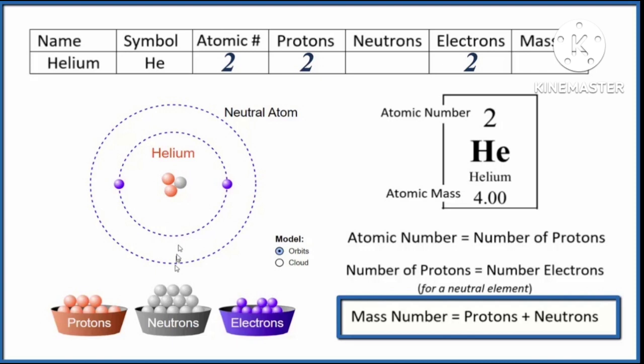So to find the number of the neutrons, we can apply the formula: mass number is equal to protons plus neutrons. We are aware of the mass number, that is equal to 4. So 4 is equal to protons, which are 2, plus neutrons. On solving, we get the number of the neutrons, that is 4 minus 2, which is equal to 2 neutrons present in the helium atom.